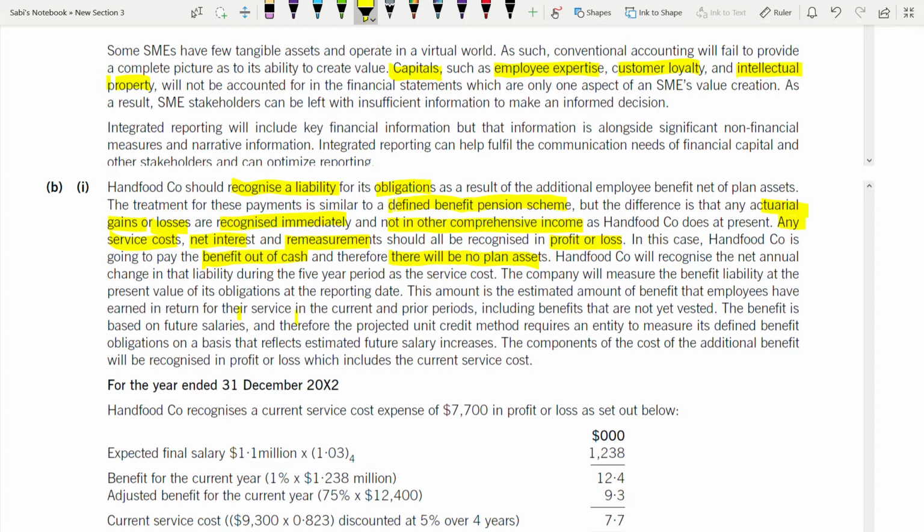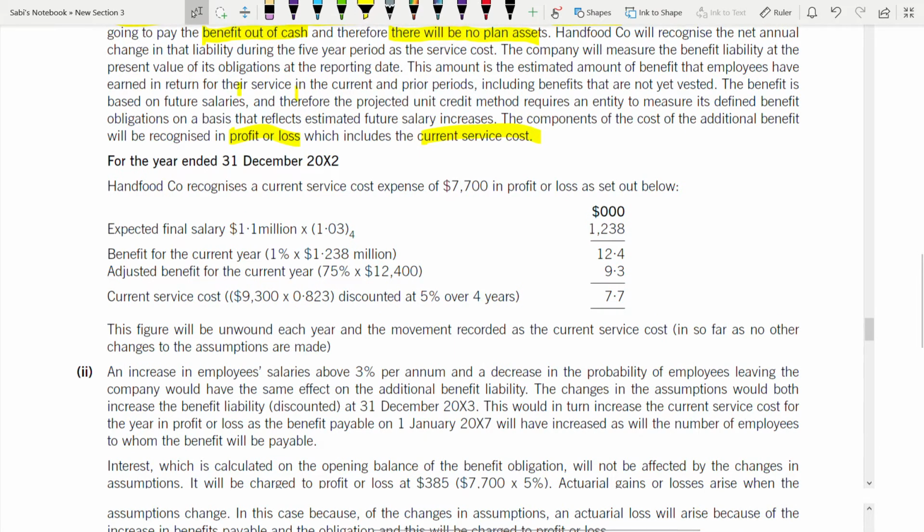The component of the cost of the additional benefit will be recognized in P&L, which will include the current service cost. In the P&L, even the current service cost will go. This you have to calculate. So for the year ended, see how they have written nicely. You have to write the date. Date is very important. 31st December 2002. So Handfoot recognizes a current service cost expense of this one, 7.7. How did they get it? Working is here. Dropping down the 3 zeros.